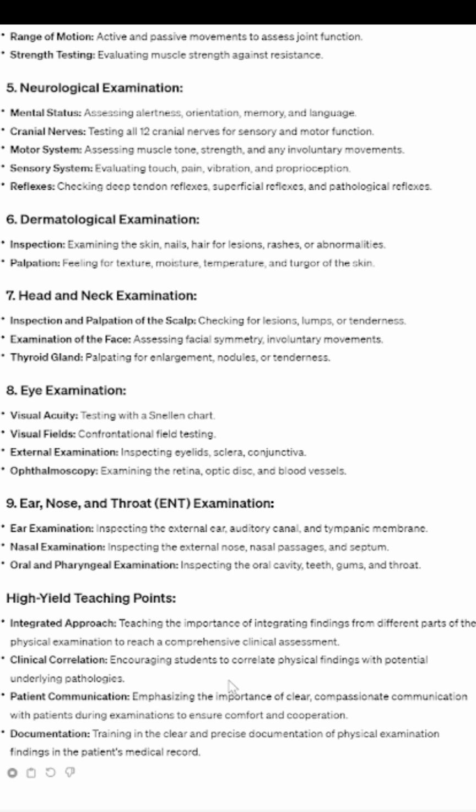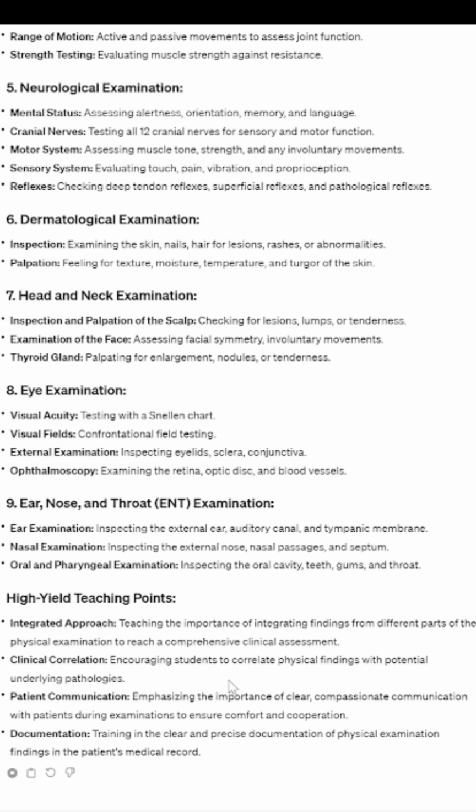5. Neurological examination. Mental status: assessing alertness, orientation, memory, and language. Cranial nerves: testing all 12 cranial nerves for sensory and motor function. Motor system: assessing muscle tone, strength, and any involuntary movements. Sensory system: evaluating touch, pain, vibration, and proprioception. Reflexes: checking deep tendon reflexes, superficial reflexes, and pathological reflexes.